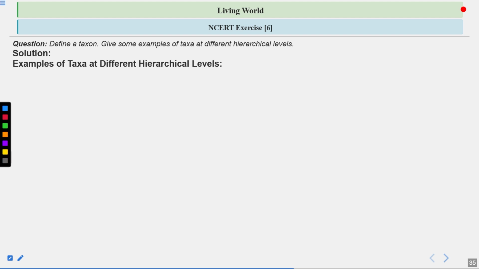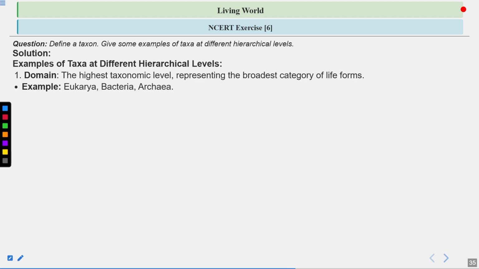Now, examples of taxa at different hierarchical levels. So, domain is the highest taxon. It is above kingdom also. It is the highest taxonomic level. This is not mentioned in NCERT, but yes, domain is the highest taxonomic level, representing the broadest category of life forms. Examples: Eukarya, Bacteria, and Archaea.